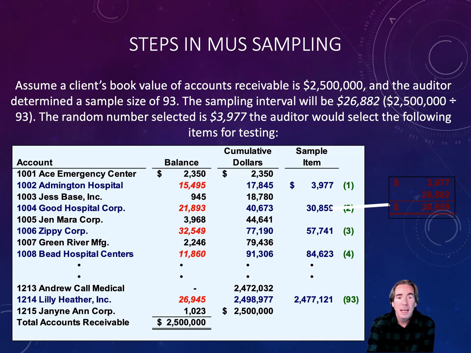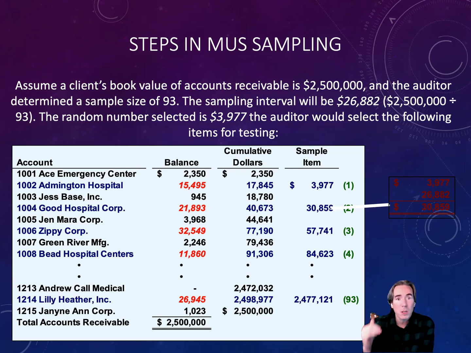We're going to ask, is our random starting point, which in this case is $39.77, is the $39.77 in the first account, Ace Enterprise? No, only $1 to $23.50 are in that account. So we would not audit that. Is $39.77 in the second account, the hospital? Yes, because every dollar between $23.51 and $17,845 is in that account. $39.77 is in that account, so we would audit.